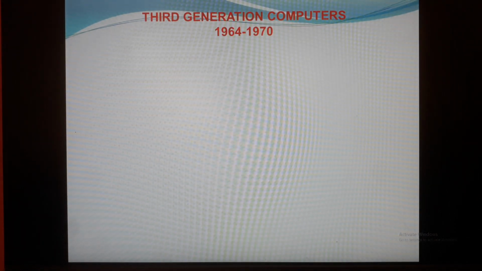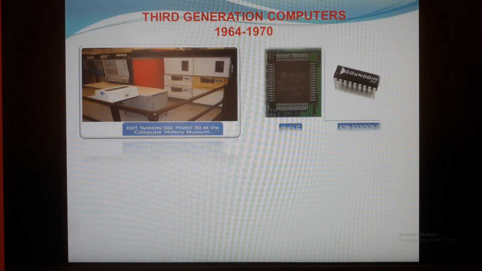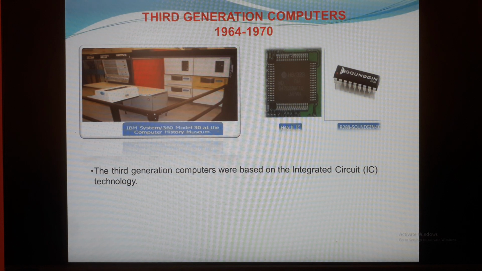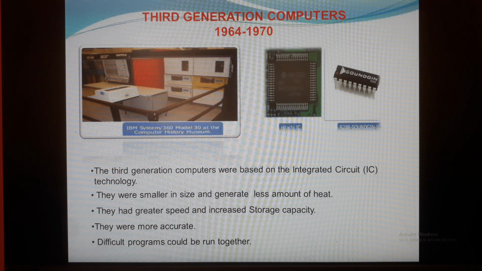Now let us move to the third generation computer, between 1964 to 1970. This is the picture of third generation computer, and these are the processors, or what we call chips, that are used in third generation computer. The third generation computers were based on integrated circuit technology, that is IC. They were smaller in size and generated less heat. They had greater speed and increased storage capacity. They were more accurate than second generation computers. Difficult programs could be run together. So these are the features of third generation computers.